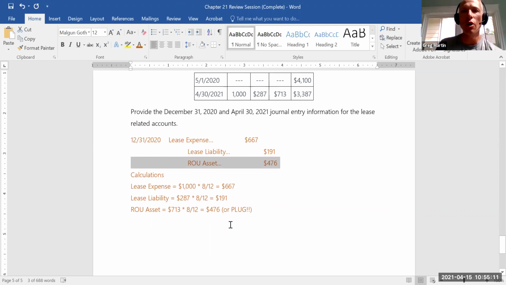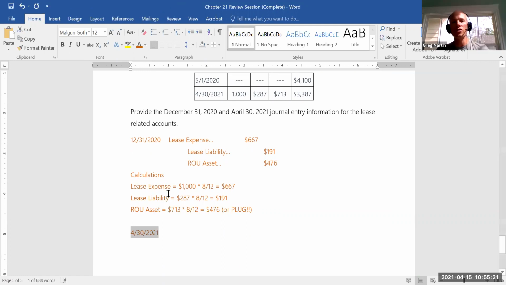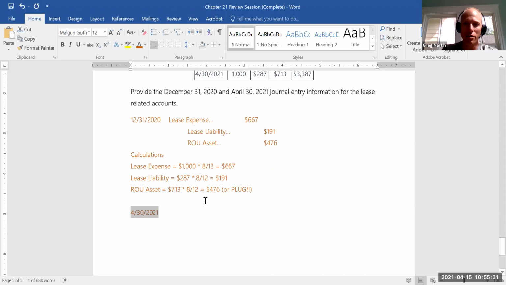All right, so now we have the April 30th journal entry. Now I will say, traditionally, this is the journal entry that students struggle with the most. Of all journal entries, maybe in Intermediate 2, I'm not kidding. This is the one that students struggle mightily with. So now help me out.